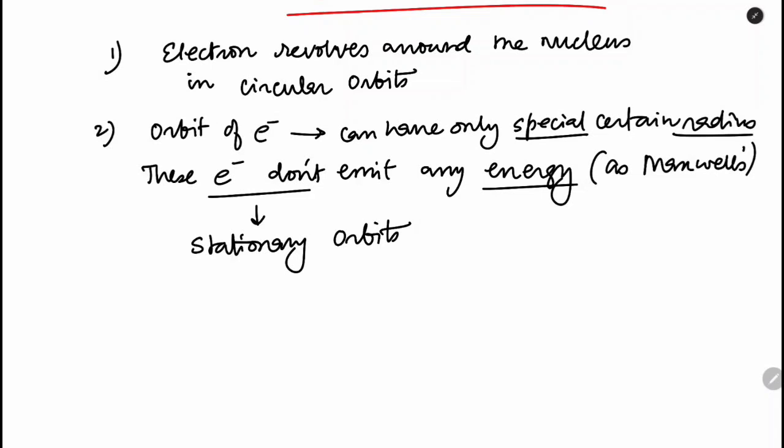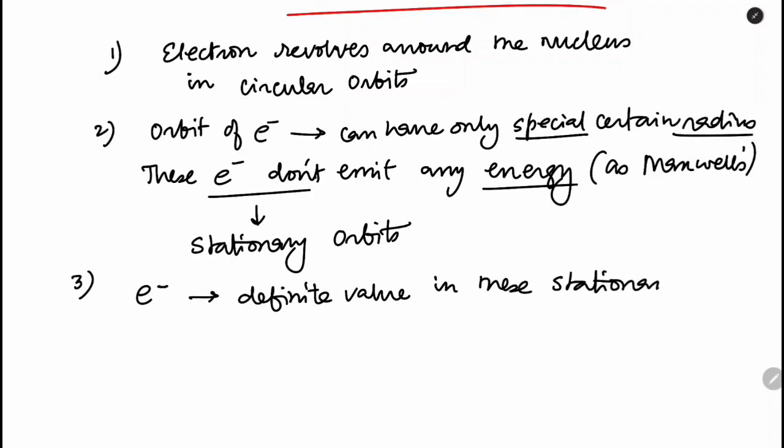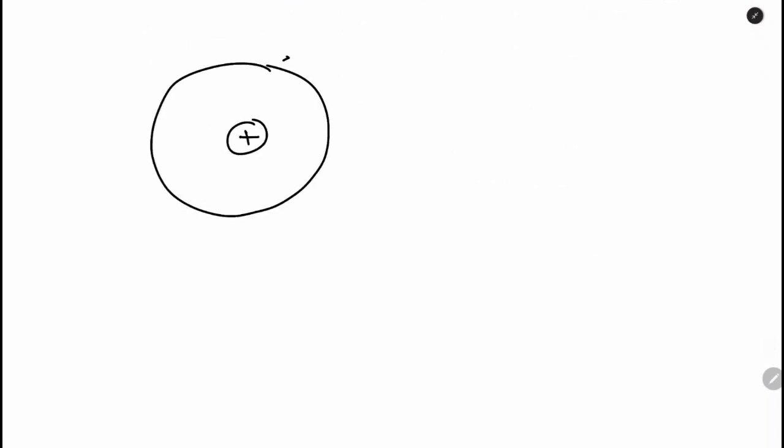Okay. Then he says in his third postulate that the energy of the atom has a definite value in these stationary orbits. So let's say this is the nucleus and this is a stationary orbit where an electron is moving. Bohr says even if the electron is moving in these stationary orbits, there is a particular energy E. And when an electron is moving in this stationary orbit, it doesn't emit any electromagnetic radiation. So this is the main postulate of Bohr.